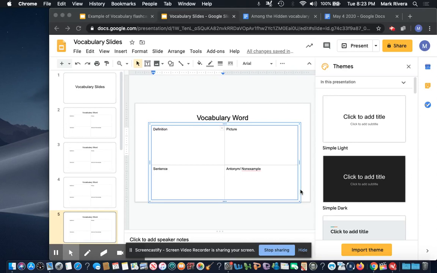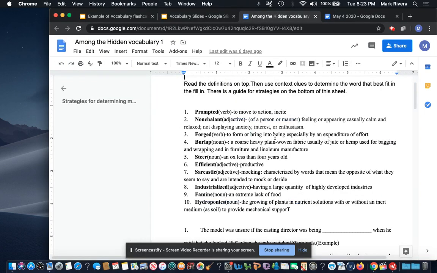This is Monday. I'm just going to talk about what you guys are responsible for working on today. Today, you are going to be creating your own vocabulary slides for the words you were working on last week. So you're going to need this from last week in order to do that. On this sheet, you have the words and the definitions already given to you. You're going to use these in order to create these slides.